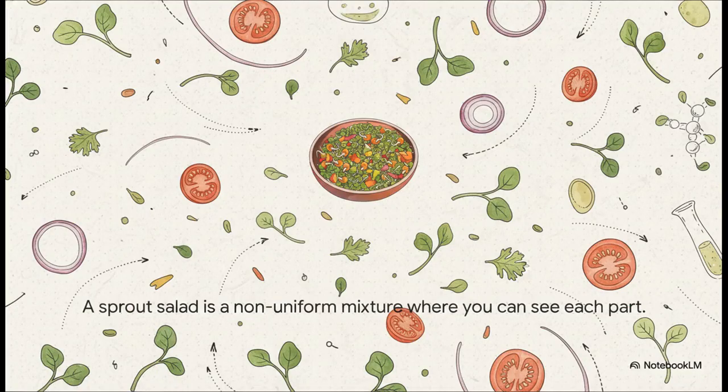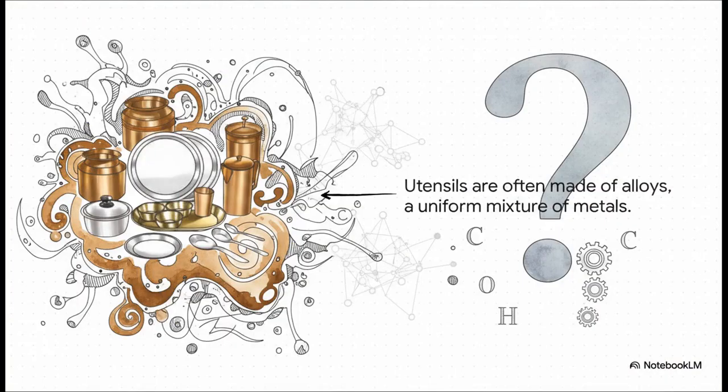Okay, next clue, a sprout salad. It's exactly the same idea here. You can easily spot everything. The sprouts, the tomatoes, the onions. They're combined for sure, but they haven't fundamentally changed into something new. And now for a total curveball. Metal utensils. They look completely solid, totally uniform, nothing like a salad, but they hold the exact same secret.